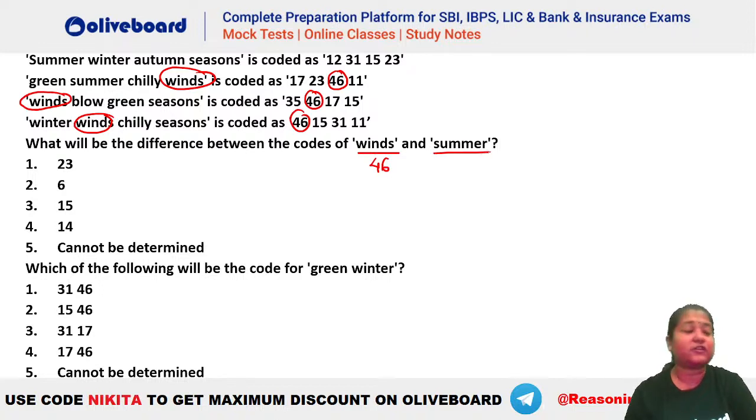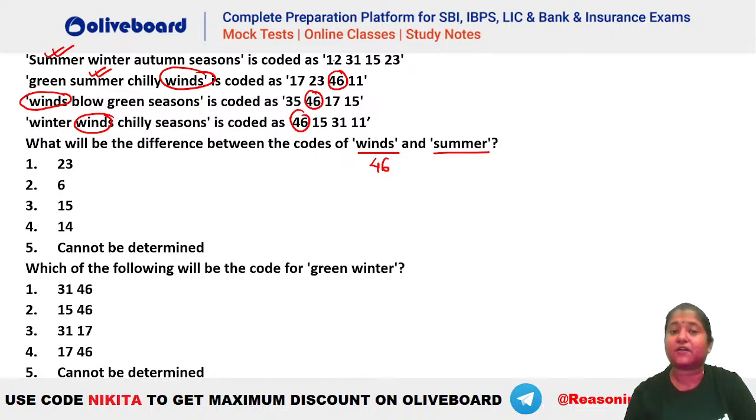What will be the code for summer? See where summer appears. You can see summer is here and summer is here, right? Summer is there in the first and second. Now compare both: summer, winter, autumn seasons; green, summer, chilly winds. Only summer is common.